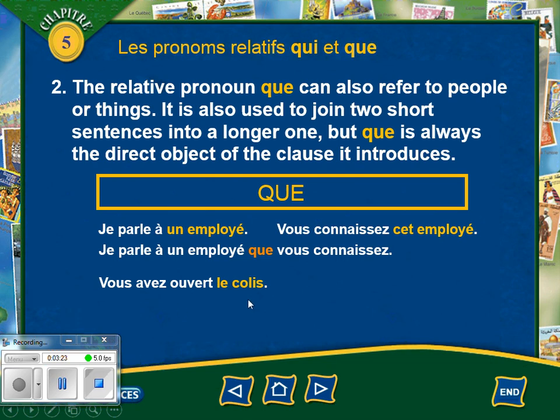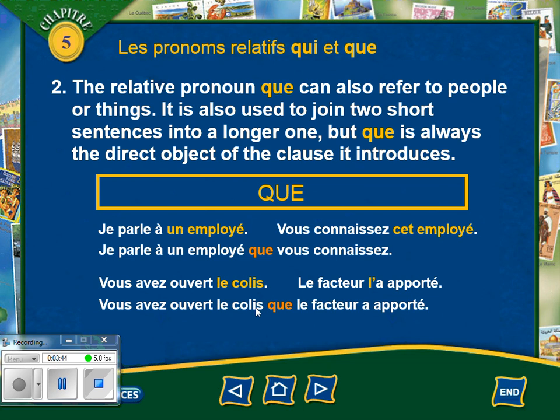Vous avez ouvert le colis. You opened the package. Le facteur l'a apporté. The mailman brought it to you, or brought it. So now we're going to replace it with que, and we're going to say you opened the package that the mailman brought. Vous avez ouvert le colis que le facteur a apporté. That pronoun right there, the le l'apostrophe, is being replaced by the que. Okay? The subject of the second sentence is coming right after the que in this clause. Take a moment to write those down.